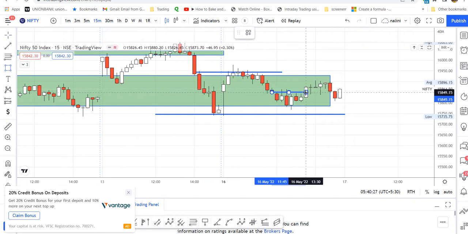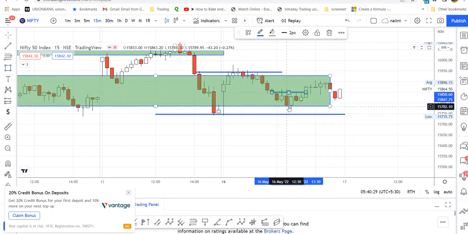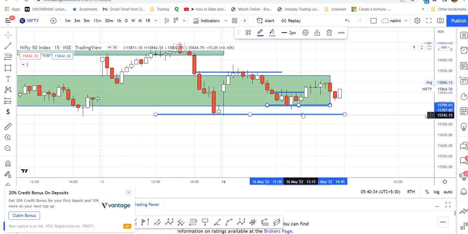If I drag, it started with a red candle and it ended with a red candle. And this was the manipulation, inducement. When inducement takes place, manipulation takes place, you can go for ping pong buy. It started with a green candle, so you have to see it ending with a green candle. So you can see the range expansion.